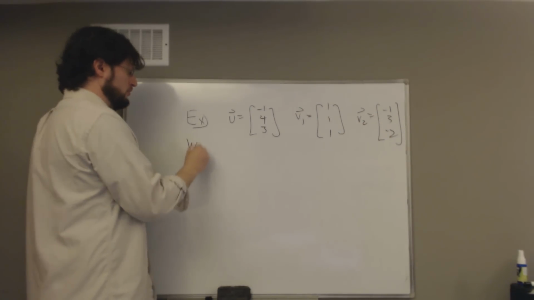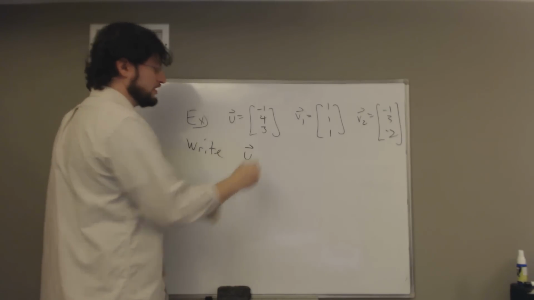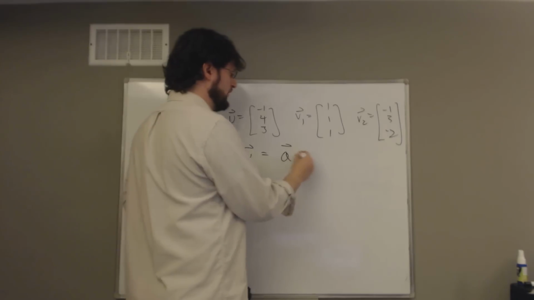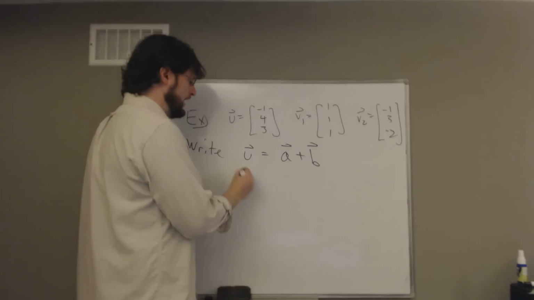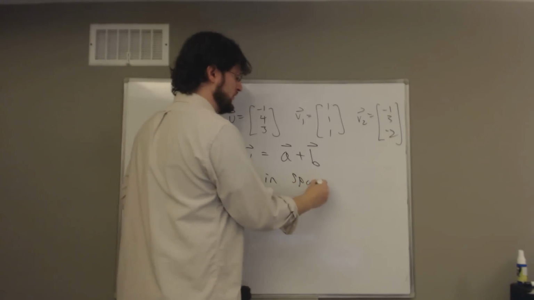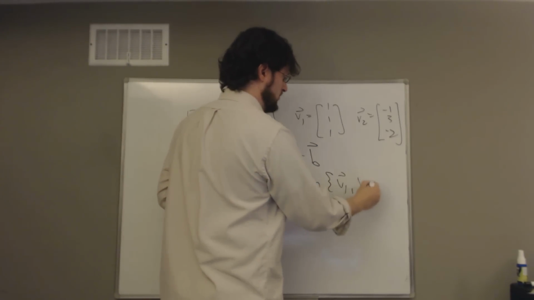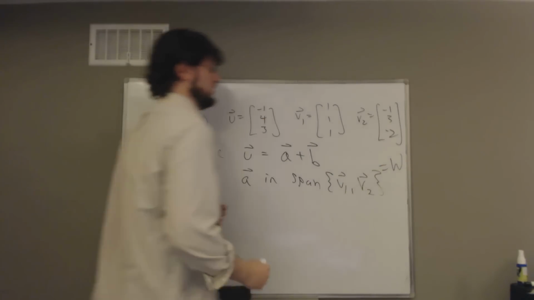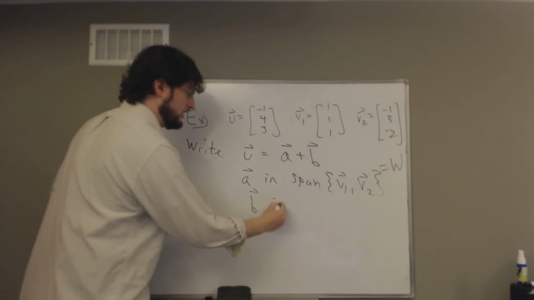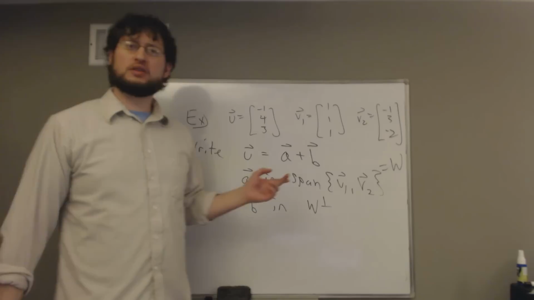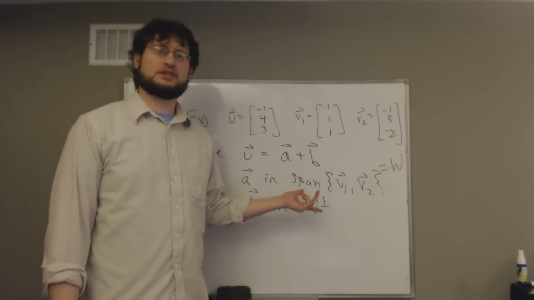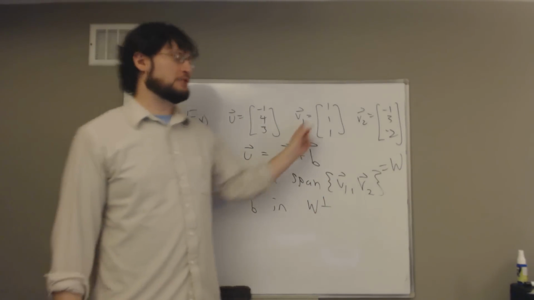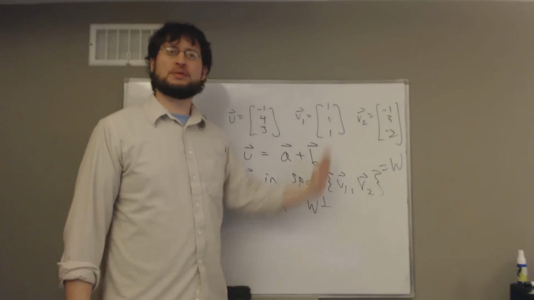Here's what we'd like to do now. We'd like to write u as the sum of two vectors, a plus b, where a is in the span of v1, v2, and let's call that W, the span of v1 and v2. And let's say that b is in W perp. All right, so we saw W perp before. This is the set of all vectors which are orthogonal to W. So in other words, a is in the span of these two, and b is perpendicular to W.